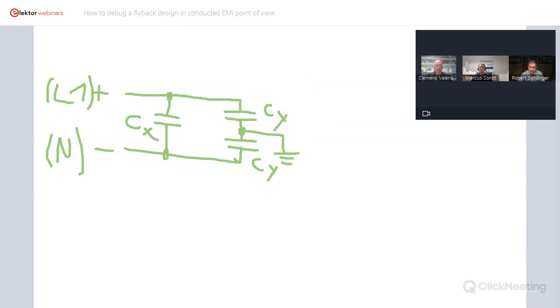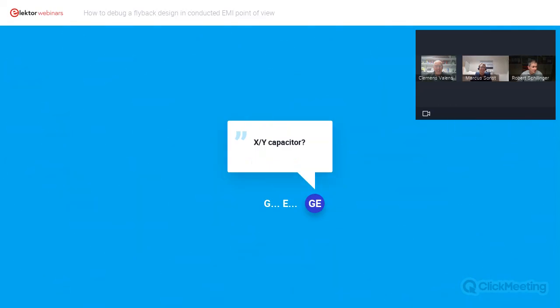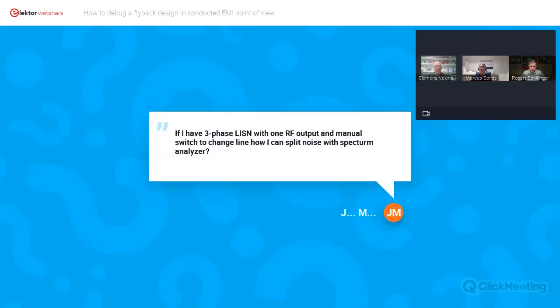Okay. Thank you, Robert. You are very good with the mouse pointer to draw things. So I hope that answers your question about XY capacitors. Let me see, what else do we have? This window is just too small. A three-phase listen.